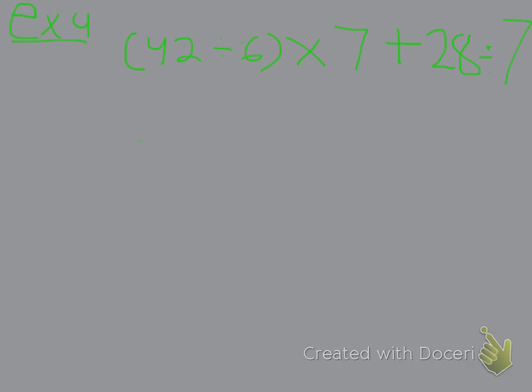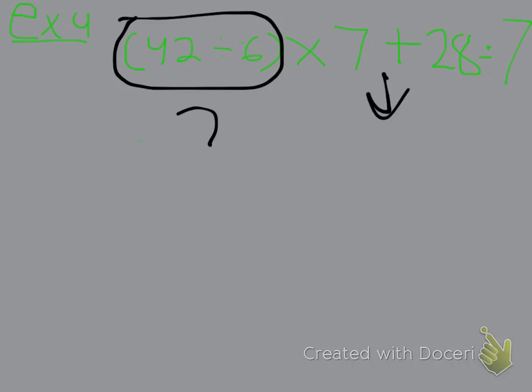Alright, here we start with example 4. The first thing you do in PEMDAS is look for any parentheses. And here we are with the parentheses right here. So the first thing you do is 42 divided by 6, which is 7, and then bring down the entire equation again. So the new equation will be 7 times 7 plus 28 divided by 7. So from now you got rid of the parentheses.